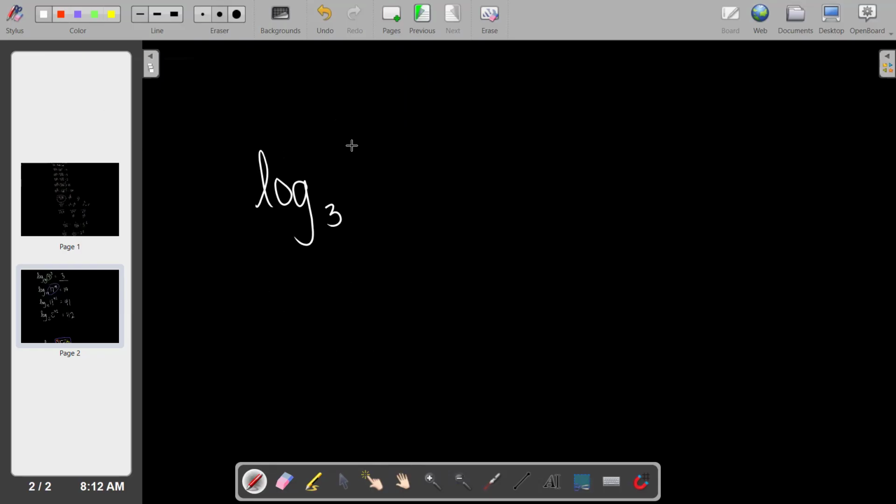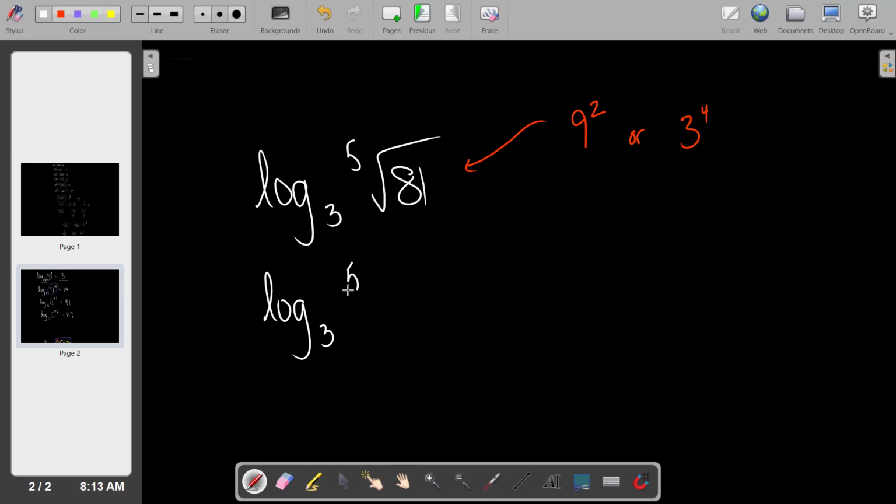Let's do log base 3 of the fifth root of 81. The trouble for me is this. 81, I have a decision to make. For the first time today, I could think of 81 as 9 squared, or I can think of it as 3 to the fourth. Which one do I want? I want 3 to the fourth because I want to pick the one where the base will match the base. So I'm going to take the 81 and I'm going to rewrite it as 3 to the fourth.